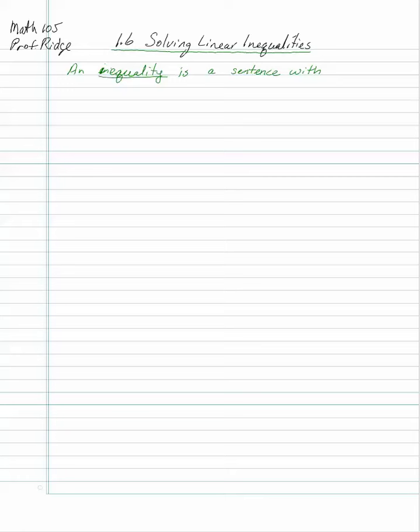An inequality is a sentence with an inequality symbol: less than, greater than, less than or equal to, greater than or equal to, or simply not equal to. An equation has an equal sign, and an inequality has one of these other symbols that are not equals. An example could be 5x plus 3 is less than 2x plus 7.